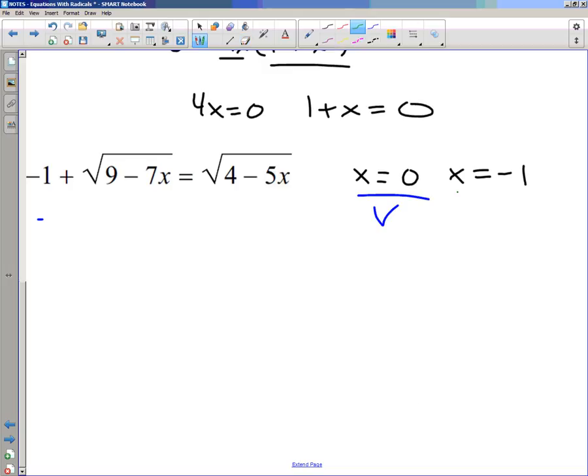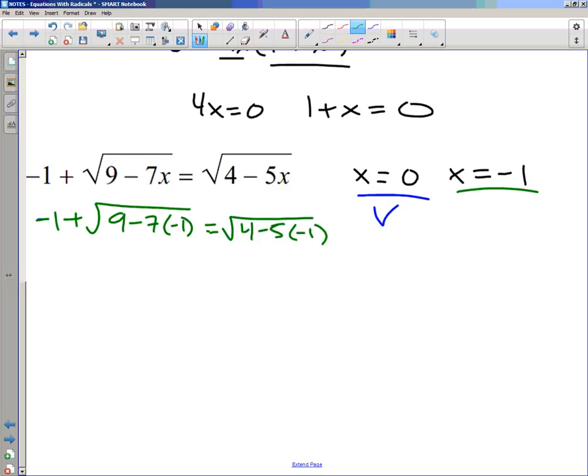x equals -1. So I've got a -1 plus the square root, okay, 9 minus 7 times -1 equals the square root of 4 minus 5 times x, which we think is -1. So -1 plus the square root of 9, that's going to be a plus 7. And that's going to be 4, and that's going to be a plus 5.